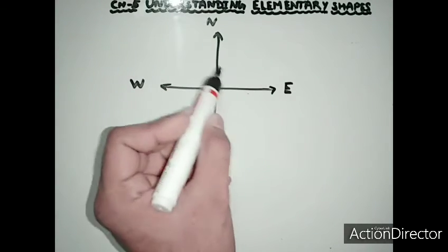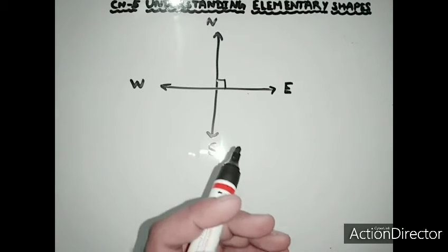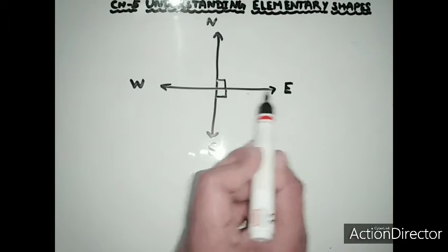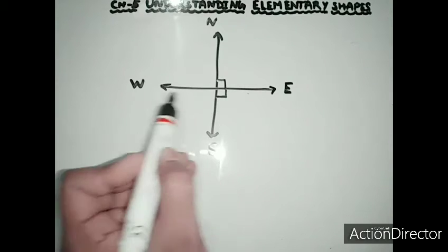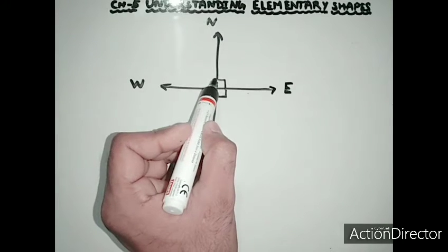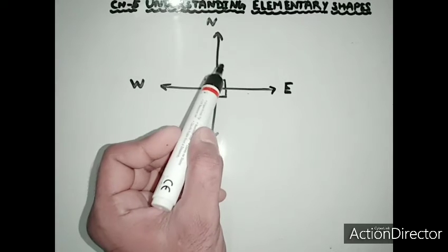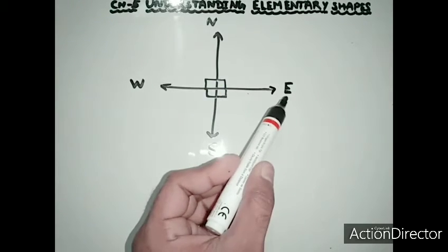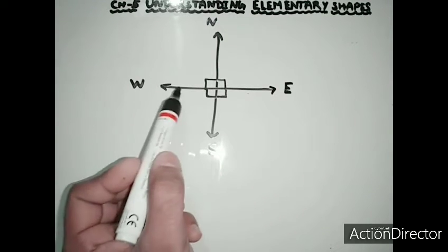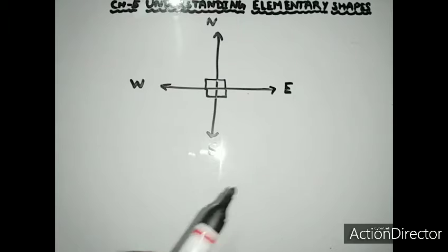Now north and east, in the middle of these two directions, these two lines form a 90-degree angle. Now east and south form 90-degree angle here, right? And south and west form 90-degree angle here, and west and north form 90-degree angle here. So north and east form 90-degree angle, east and south form 90-degree angle, south and west form 90-degree angle, and north and west form 90-degree angle here.